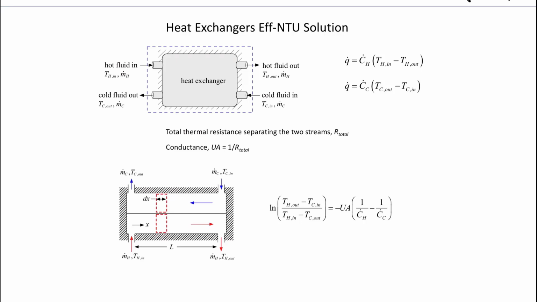is something called effectiveness-NTU. Effectiveness is a measure of how much heat you're transferring across your heat exchanger. NTU is a non-dimensionalization of the size of the heat exchanger. Remember, UA is a dimensional representation. NTU is an equivalent non-dimensional representation that's just normalized by capacitance rate.